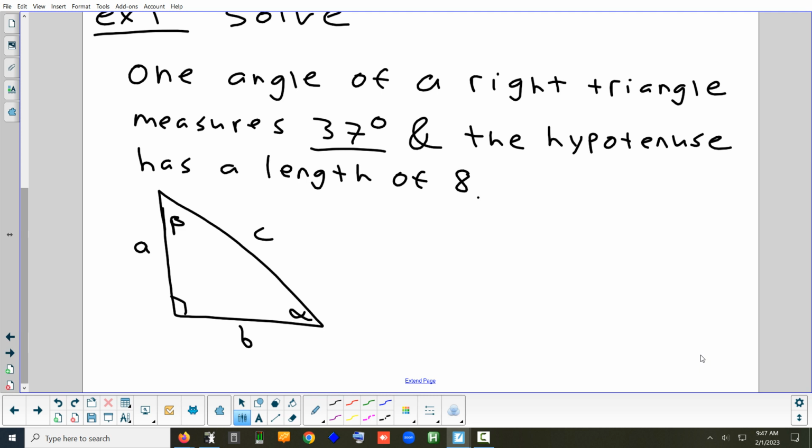Okay, so let's just label one of them. I'm going to make it alpha. And it says the hypotenuse is 8. Now that you don't have a choice about. You need to put that right here.